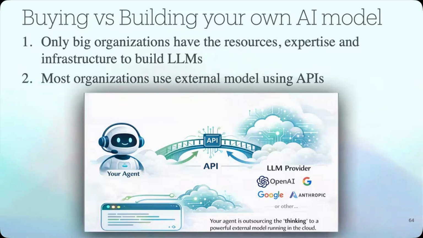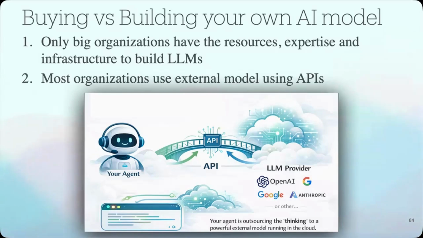So the next question is, how do you actually connect an external LLM to your AI agent? Thankfully, it is much simpler than it sounds. This is where APIs come in. An API acts like a bridge that allows your agent to communicate with an external model.